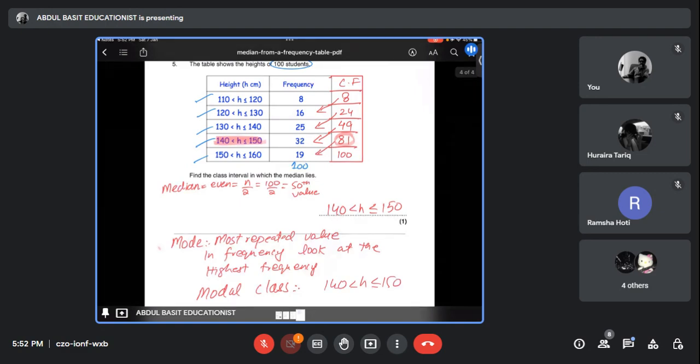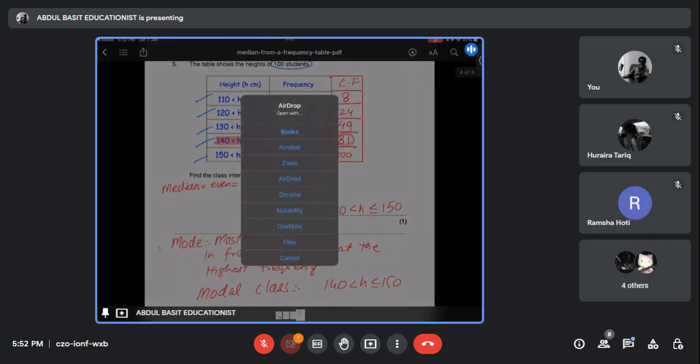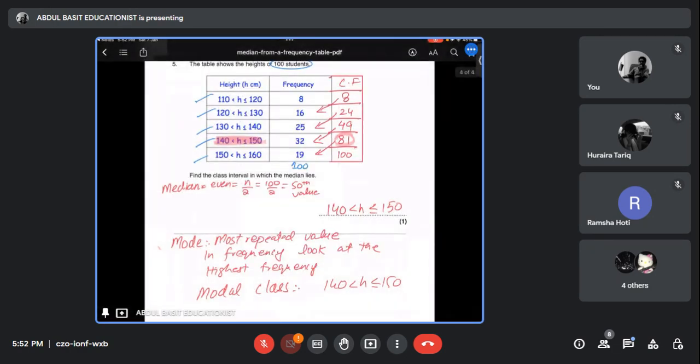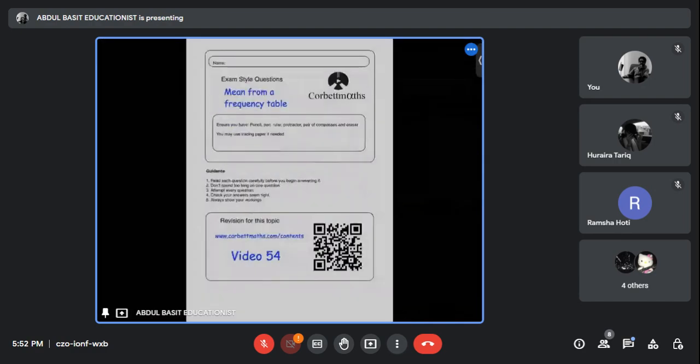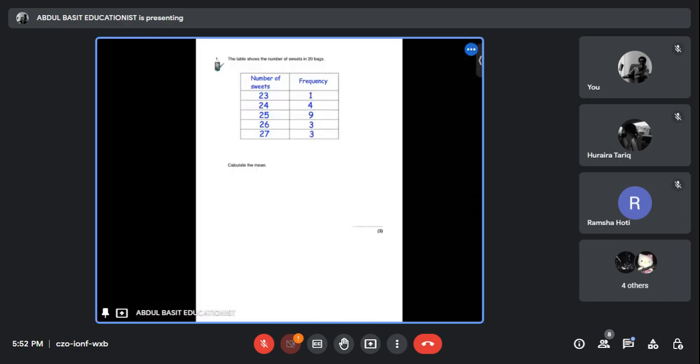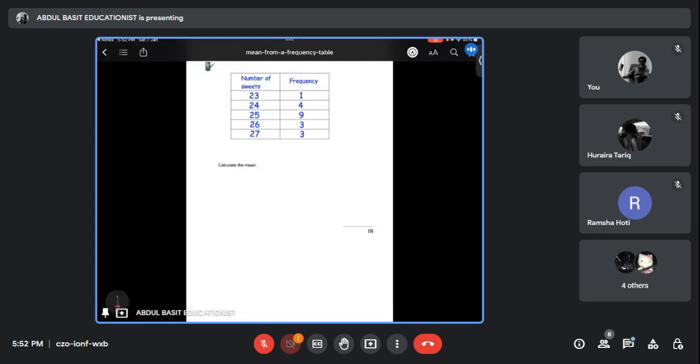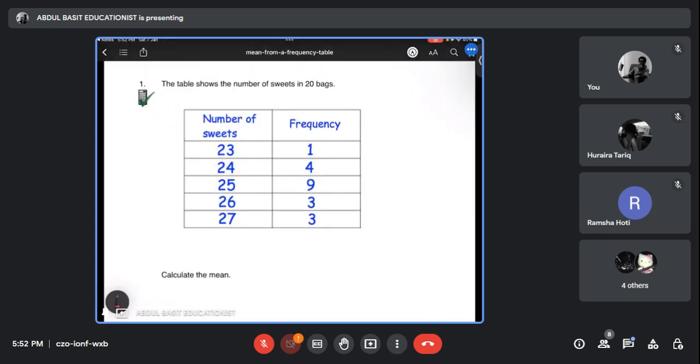Okay, now we are going to start mean, because you should know this before the past paper. Mean from a frequency table. So in the beginning, start with the simple questions.